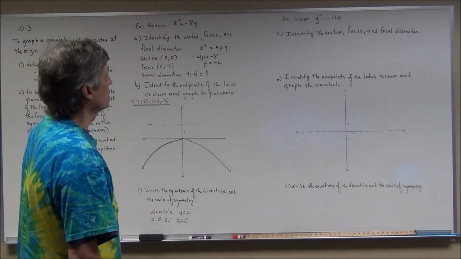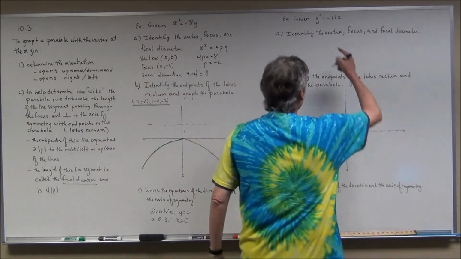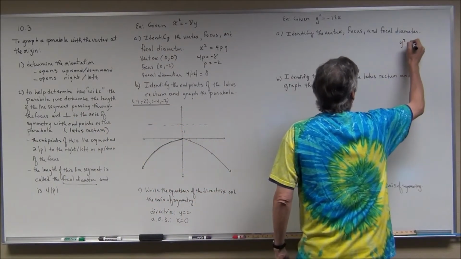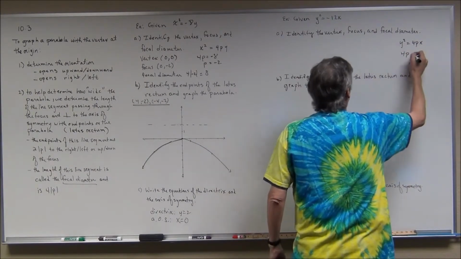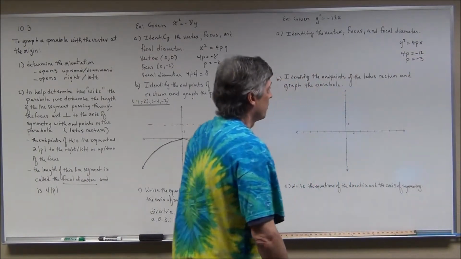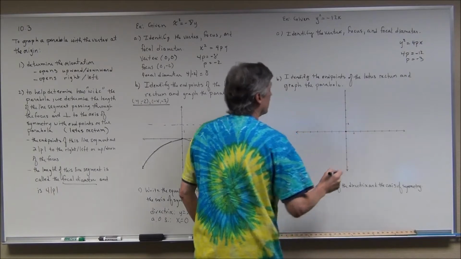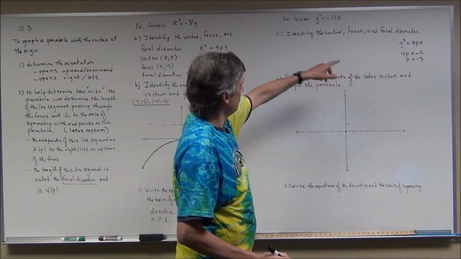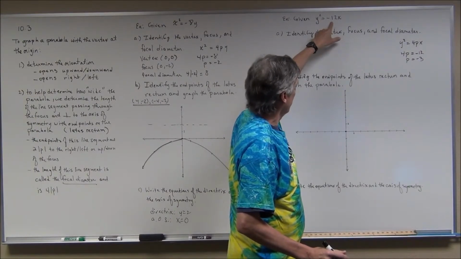Given y squared equals negative 12x, we're going to follow the same directions here. So this fits the form y squared equals 4px. So 4p would be negative 12. So p is equal to negative 3. So that means, remember, our vertex is at (0, 0) here. And notice here a negative number, so this is not going to open to the right but to the left.